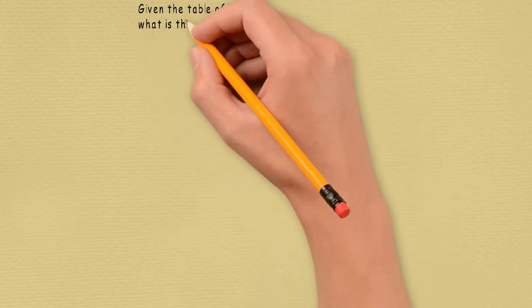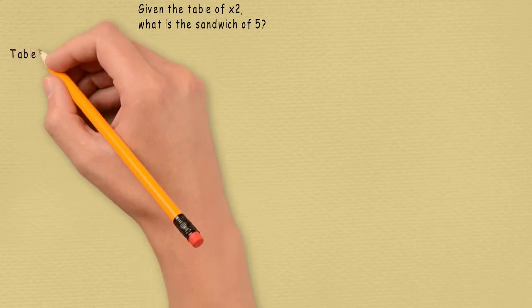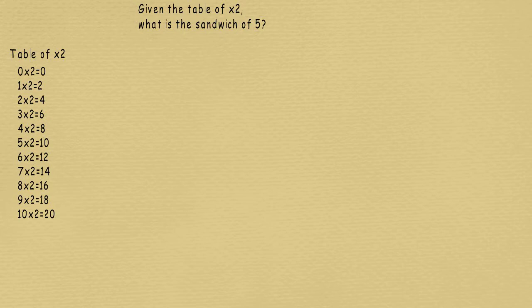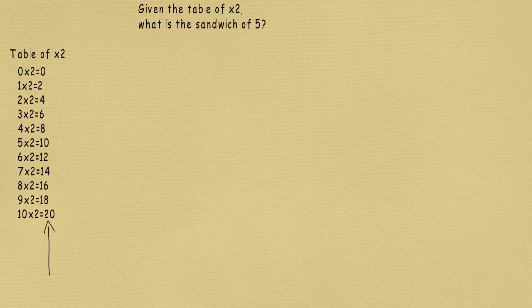Given the table of times 2, what is the sandwich of number 5? Well, first, let's write down the table of times 2. Here it is. Now, looking at the table, and specifically looking at the numbers 0, 2, 4, 6, 8, 10, 12, 14, 16, 18, and 20. In between which two numbers would you place the number 5? Well, I will place the number 5 between the number 4 and the number 6.